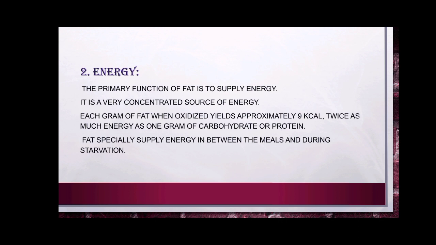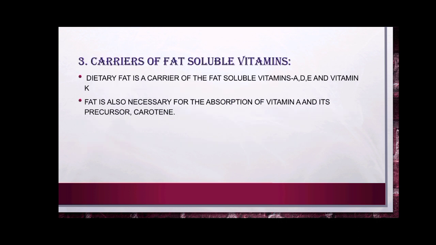Second one, energy. The primary function of fat is to supply energy. It is a very concentrated source of energy. Each gram of fat, when oxidized, yields approximately 9 kilocalories, twice as much energy as 1 gram of carbohydrate or protein. 1 gram of carbohydrate gives 4 kilocalories and 1 gram of protein gives 3.95 kilocalories. Fat especially supplies energy in between the meals and during starvation.